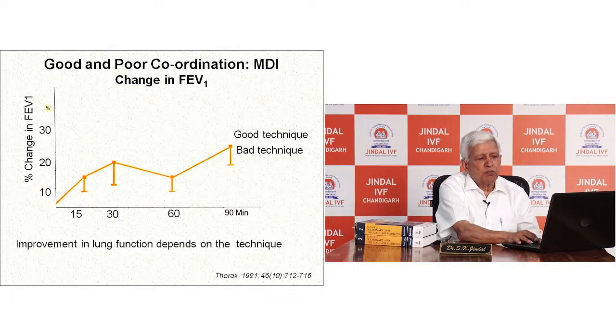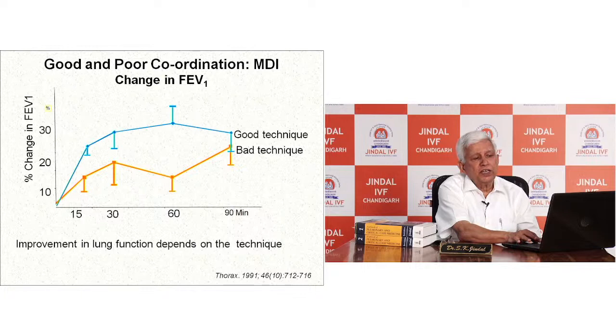This was an important publication, almost 30 years back, where the change in FEV1 was seen at 30 minutes or 90 minutes with bad technique, and with good technique it could be improved significantly, you see. So improvement in lung function will depend upon the technique of the inhaler. Same patient, same inhaler, same doses, but with better technique, the drug effect is much better.